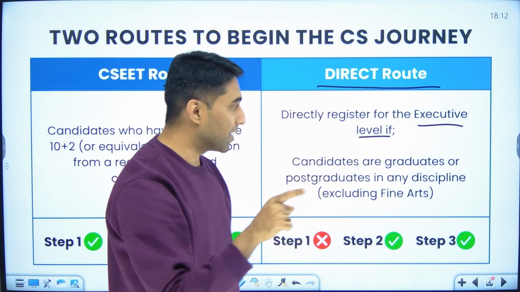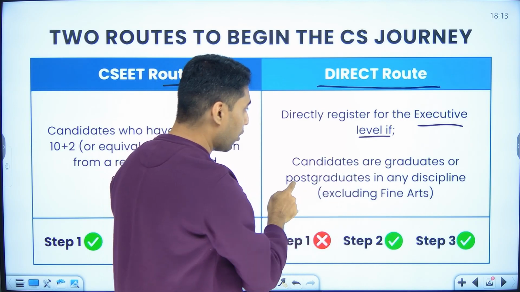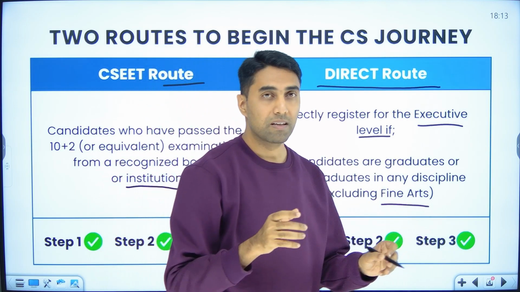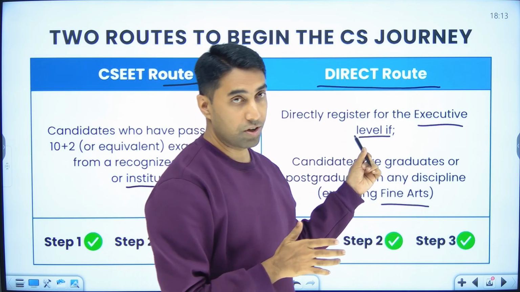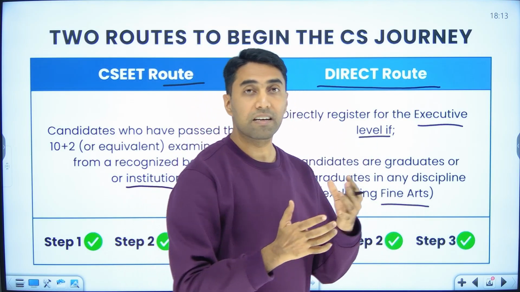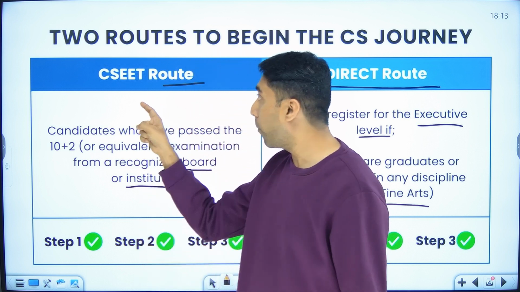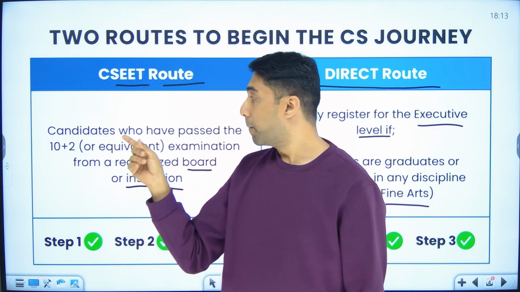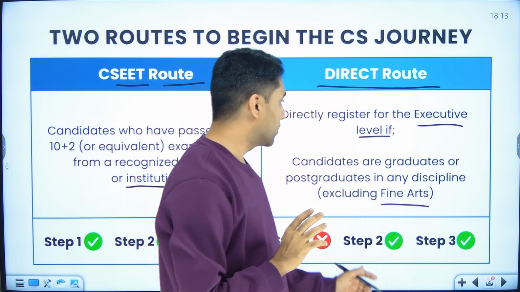But there is a very big if. The person should be a graduate or postgraduate in any discipline except fine arts. Fine arts means singing, dancing, painting. That degree is not recognized to enter executive program. If you have done singing, dancing or any of those kind of courses, you can again go back to CS entrance test. Means you should have passed 10+2. Based on that you can go for this and then come back for executive. Alright.